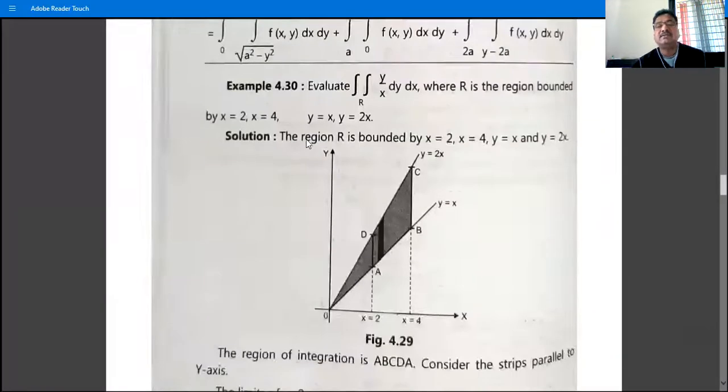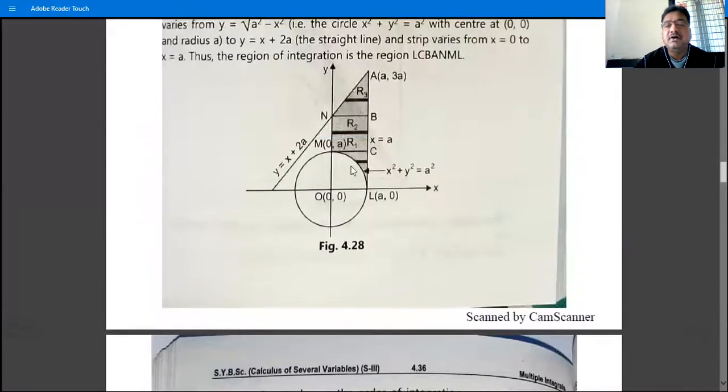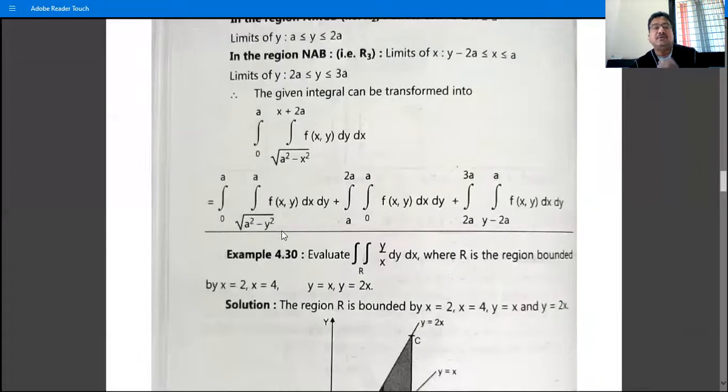So x is equal to a is the upper limit. In order to cover this region R1, we have to move this strip from this point to this point. That is, at this point y is 0, and at this point y is a. So y runs from 0 to a.